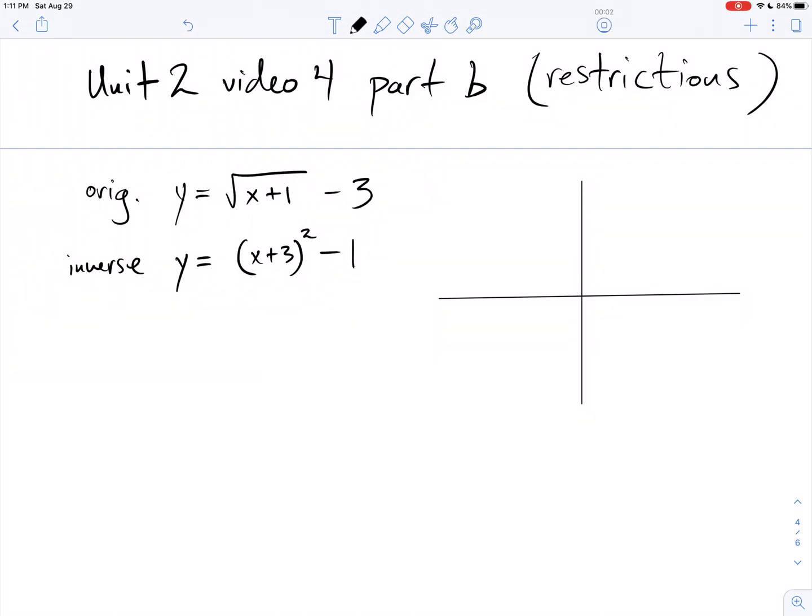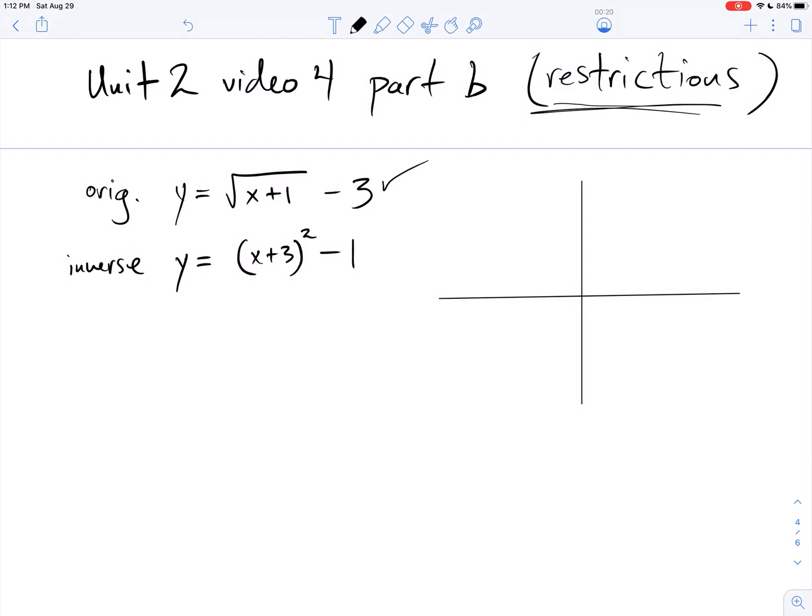Here we go, Part B, Unit 2, Video 4, Part B: Restrictions. So here's where we left off from Part A, the exact same place. So once again, how do you check and see if two things are inverses of each other?